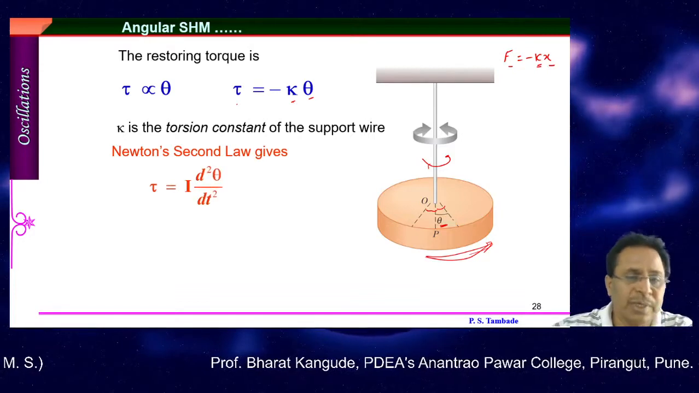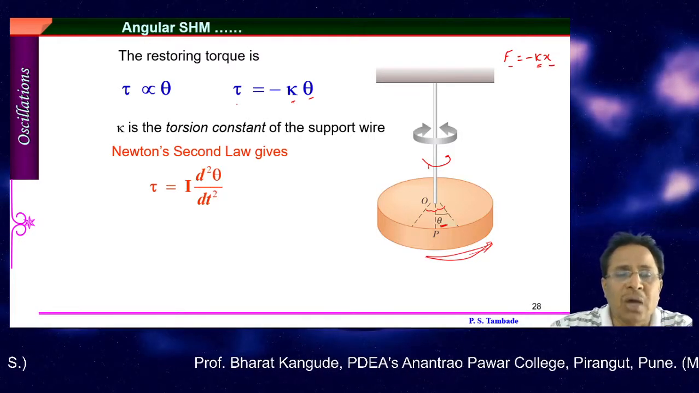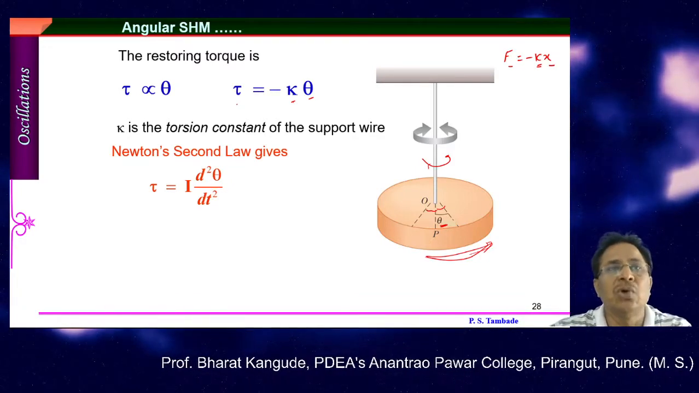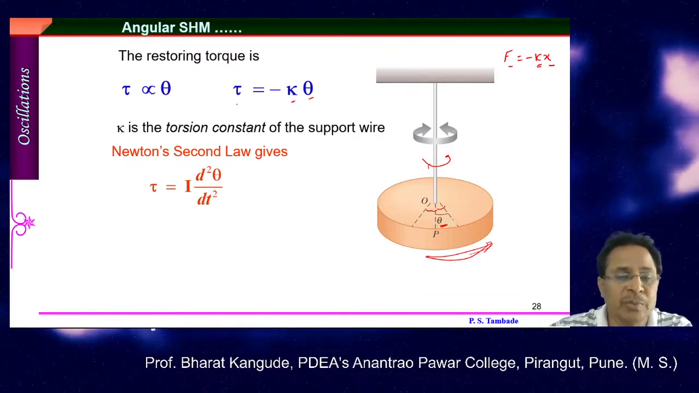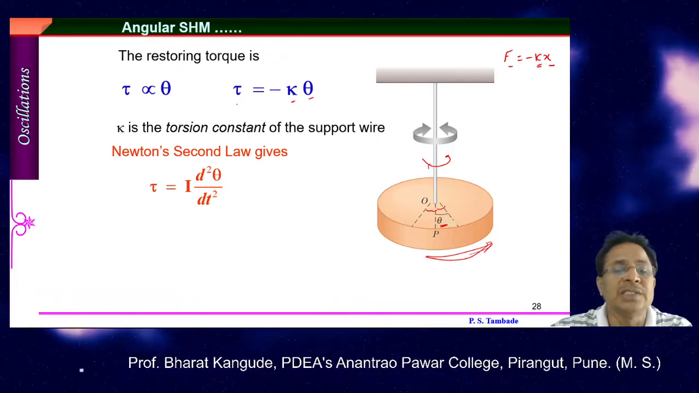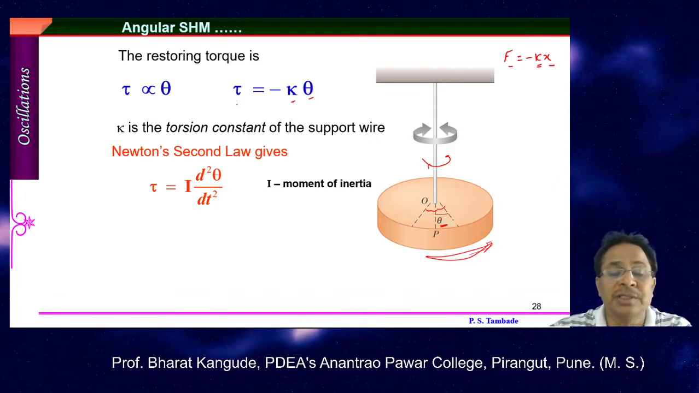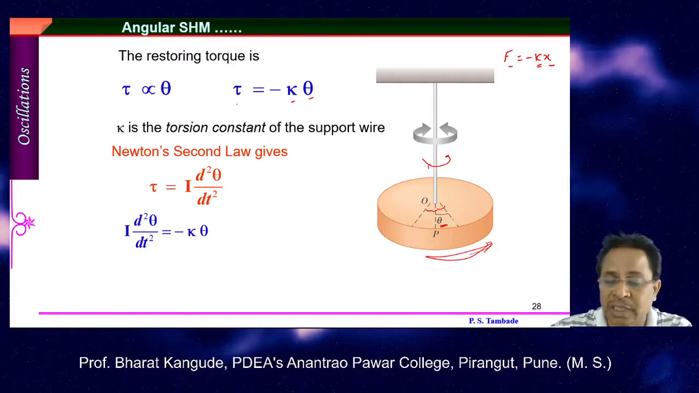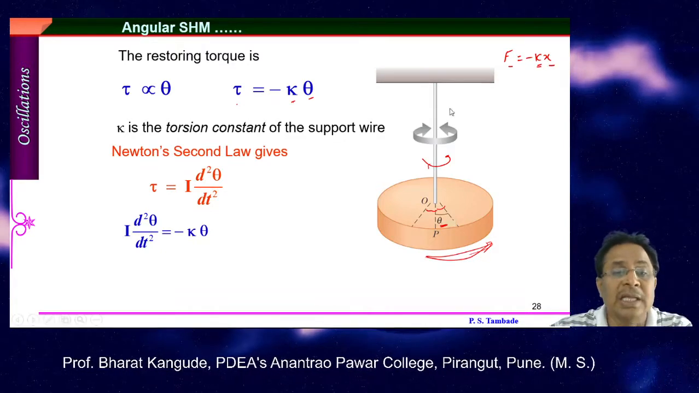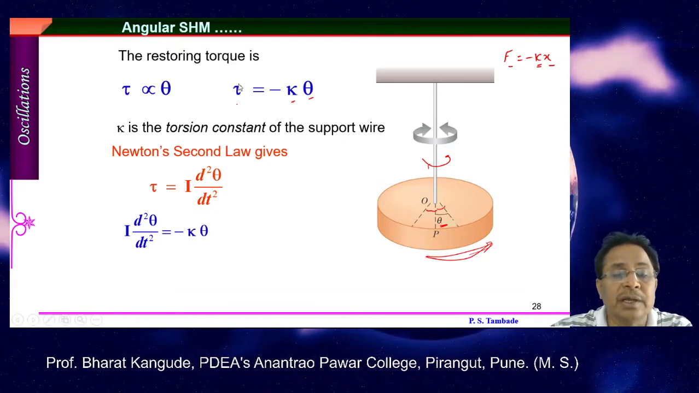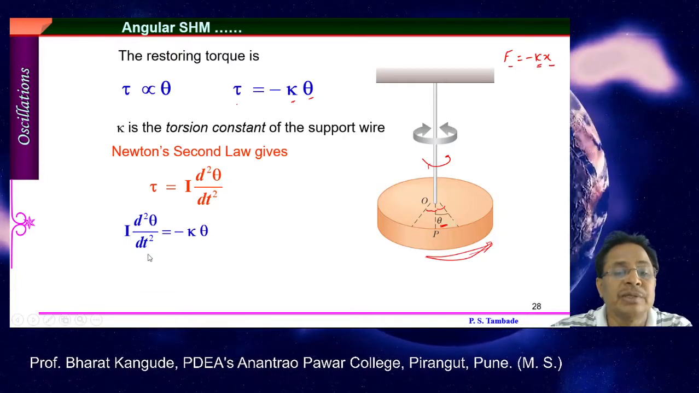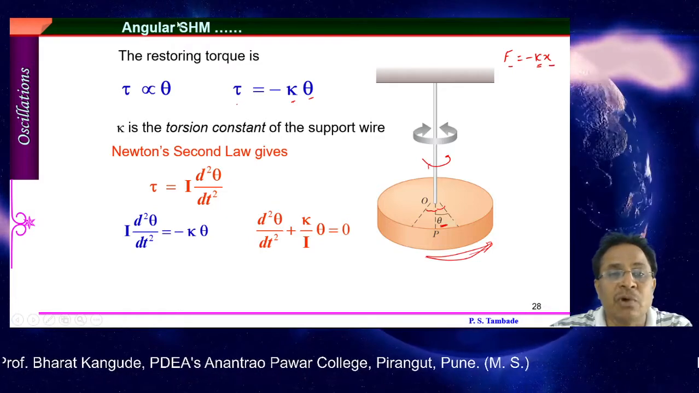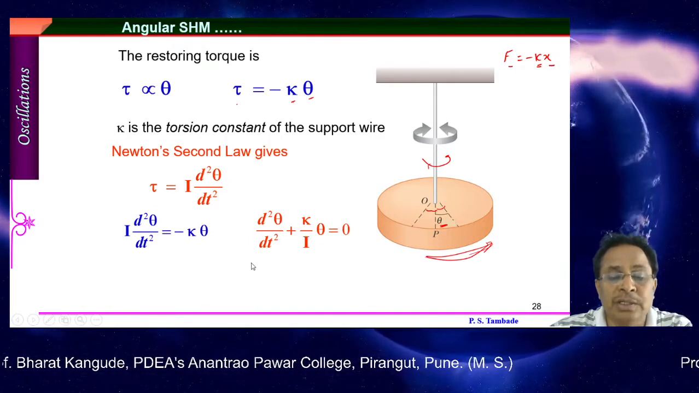In this case, if we apply Newton's second law, F equals mass into acceleration, here the torque tau is equal to I, the moment of inertia, into angular acceleration, which is given by d square theta upon dt square. And I is defined as the moment of inertia of the system. Therefore, replacing this tau in the earlier equation, I can write I into d square theta upon dt square is equal to minus k theta.